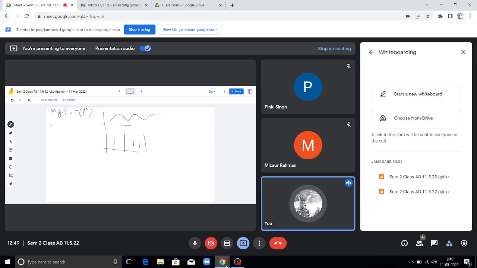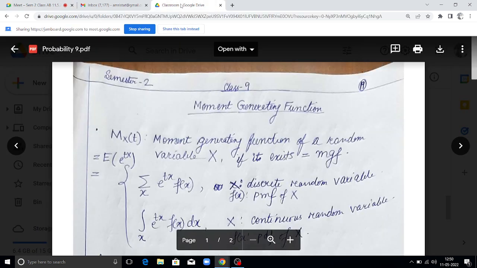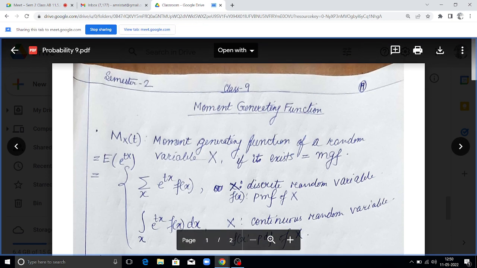So I'll once again go back to the classroom that we were teaching. I'm sharing this tab. Can you see it?